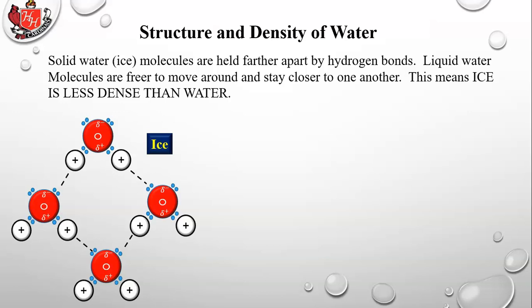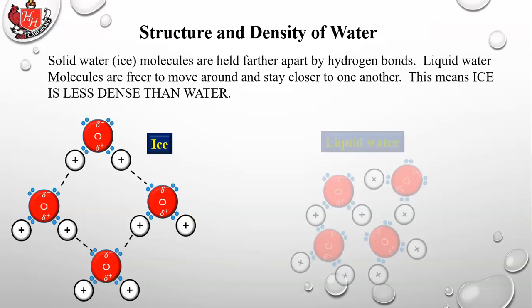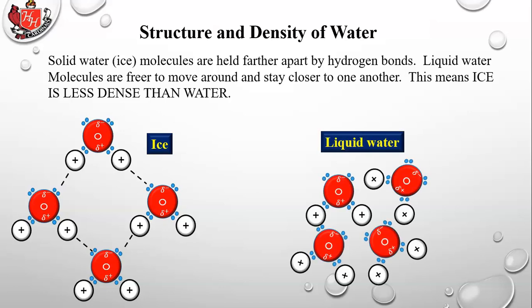So there you see ice, you see how it's hydrogen bonding, the water molecules are kind of pushing apart. And there's liquid water where they're free to kind of move around each other. They stay in touch with each other, but they freely move around each other. And you can see how they're a lot closer together there.